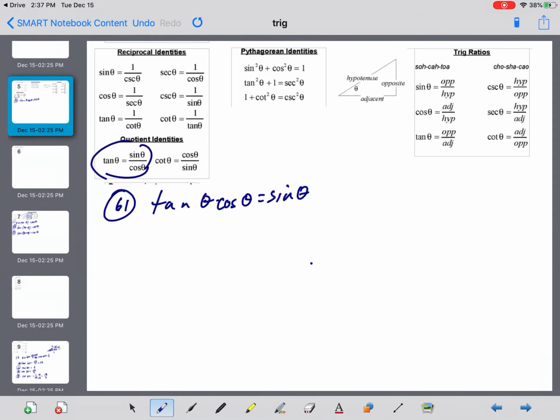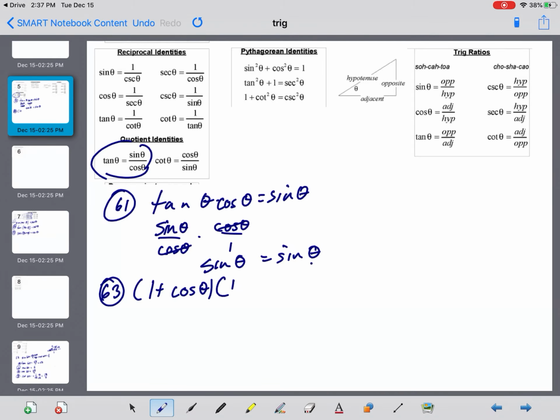Well, we know that tan is sine over cosine. So that's sine theta over cosine theta. And cosine theta is really cosine theta over 1. Well, the cosine thetas cancel out, and you're just left with sine theta. So I made the left side look like the right side. All right, 63.